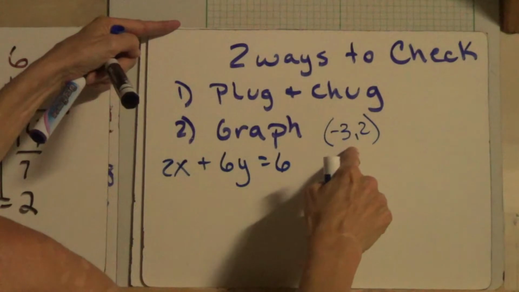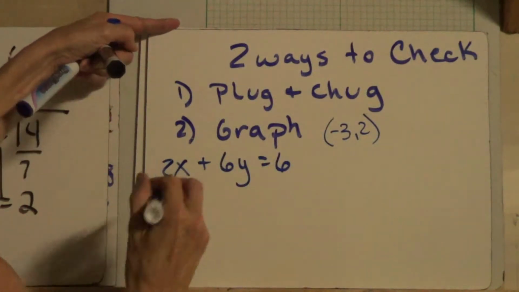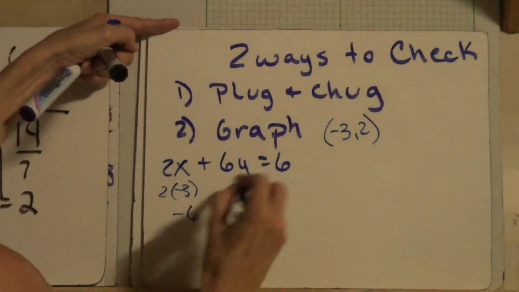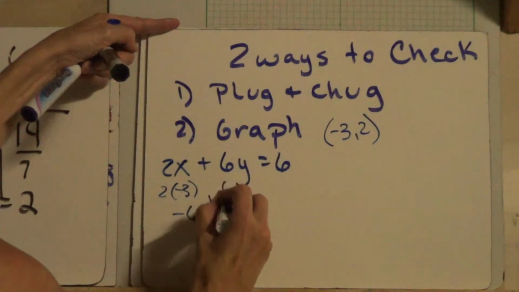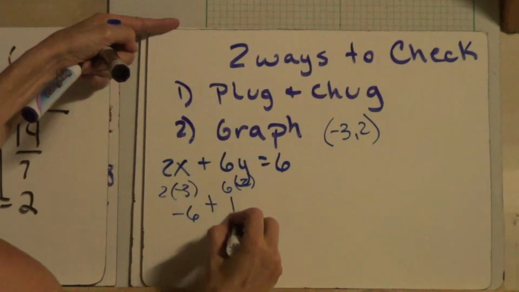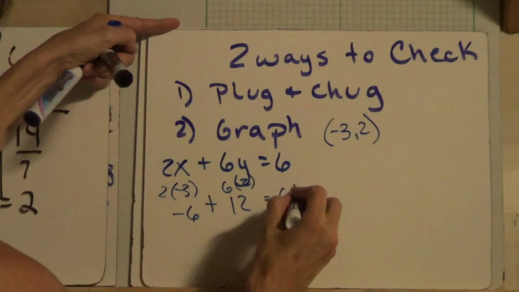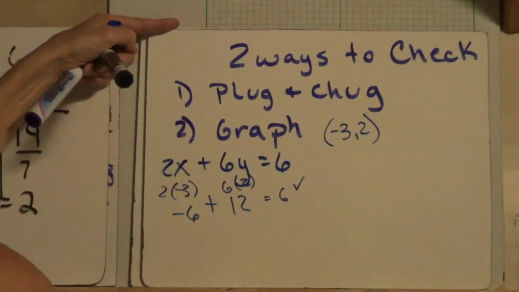So if we plug in negative 3 for the x, that would be 2 times negative 3 is negative 6, plus 6 times 2 is 12. Negative 6 and a positive 12 does equal 6. So that works for that graph.